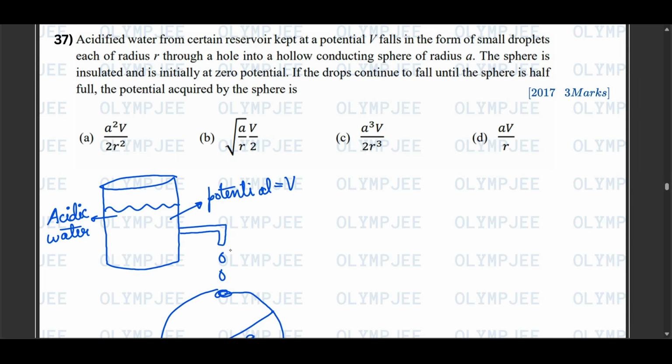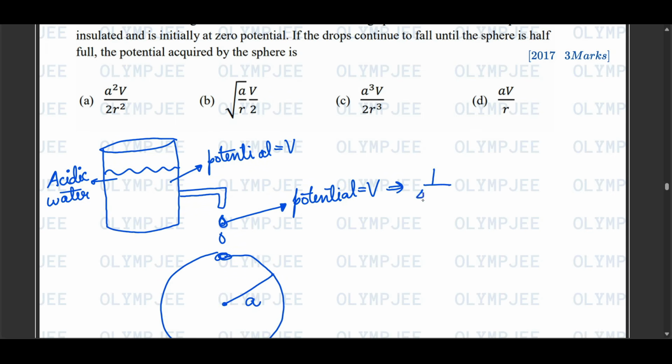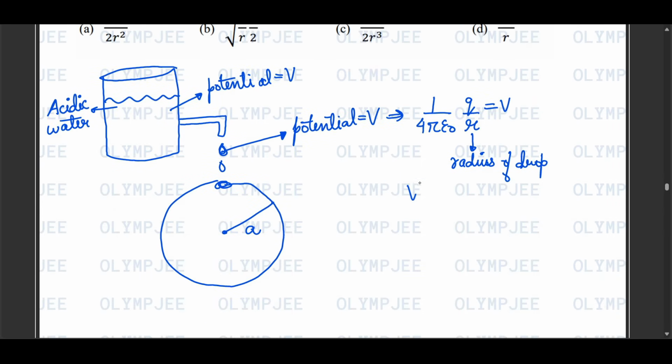So we can find out the charge in these drops, because the potential of this drop will also be equal to V, because it is falling from this water only and the potential here is V. So this will imply that 1 by 4 pi epsilon naught multiplied by Q by R, where this is the radius of the drop, is equal to V. So from here we will get that Q is equal to V multiplied by 4 pi epsilon naught R.